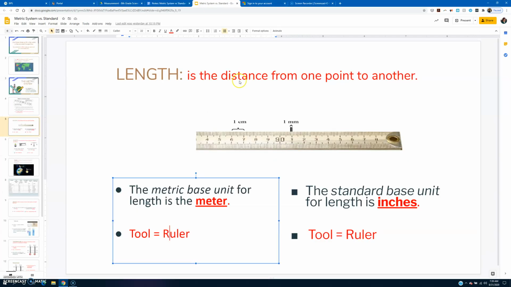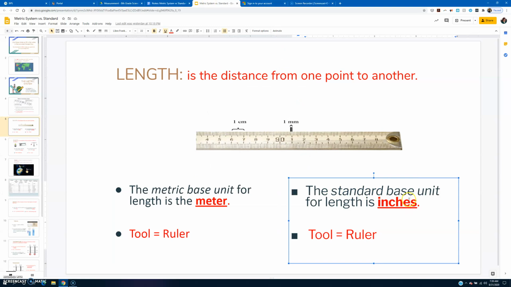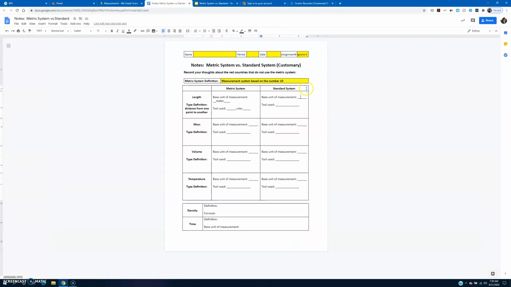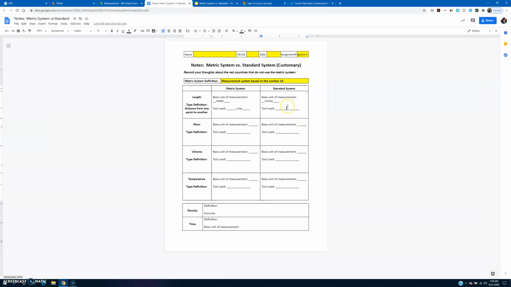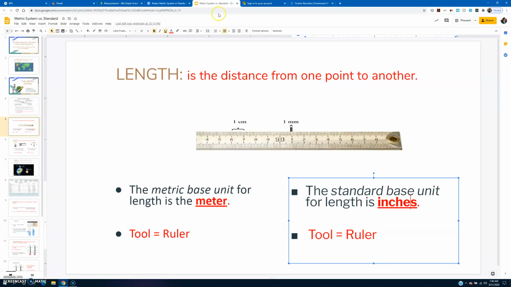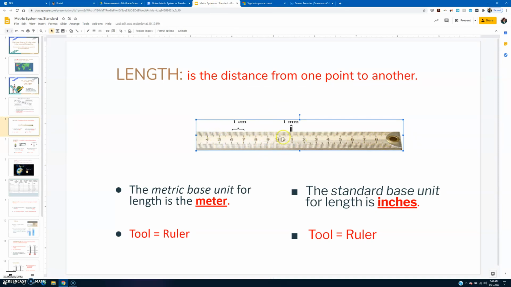The base unit of measurement in standard is going to be inches, so you would have put inches over here. And the tool used would be a ruler. Again, so we're using rulers still. The difference is the scale that the ruler is on, centimeters versus inches. This particular ruler is a meter stick, and it has centimeters on it. And then millimeters are going to be the little guys in between.